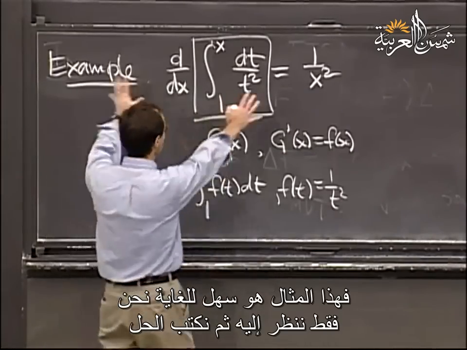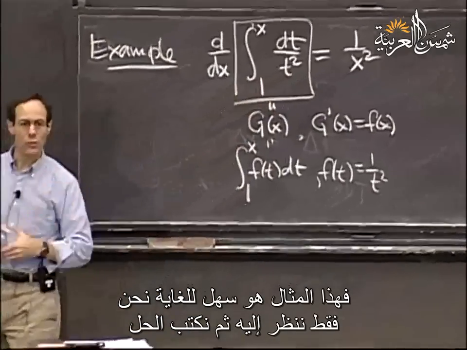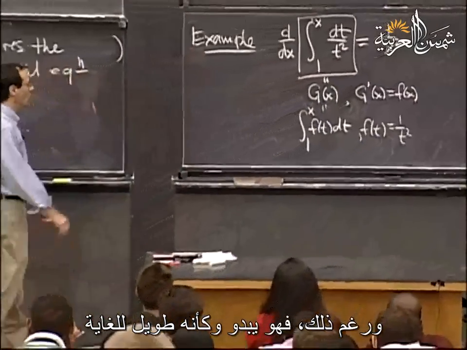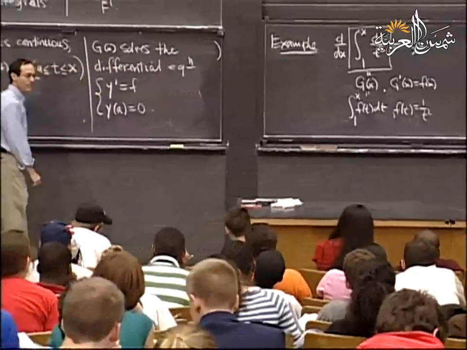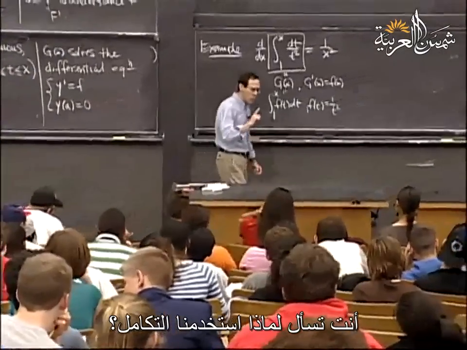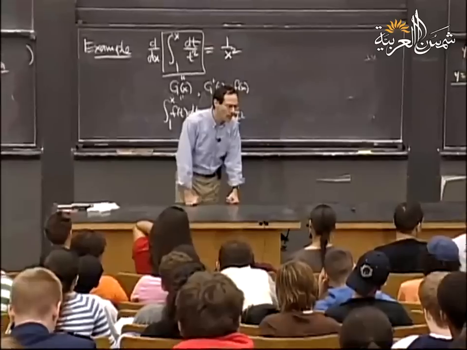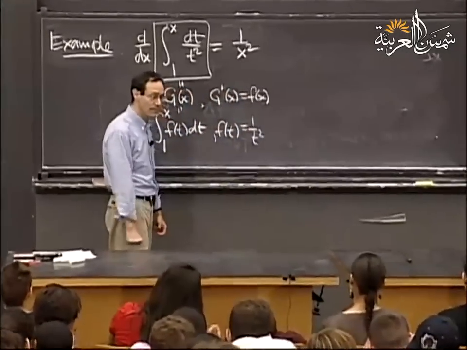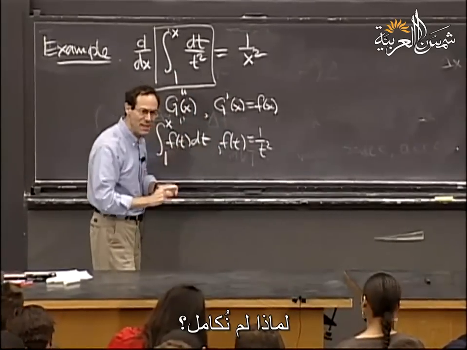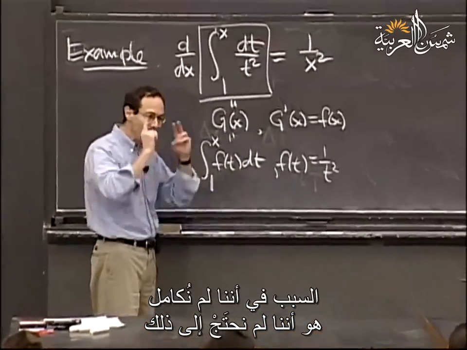Right, so this is quite easy to do, right? I mean, you just look and you write it down, but nevertheless, it looks like a long, elaborate object here. Pardon me? So the question was, why did I integrate? Why did I not integrate? Very good question. Why did I not integrate? The reason why I didn't integrate is I didn't need to.